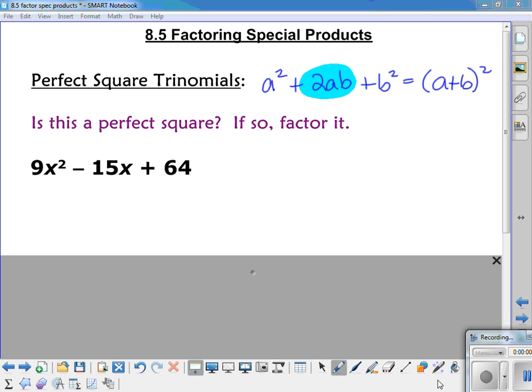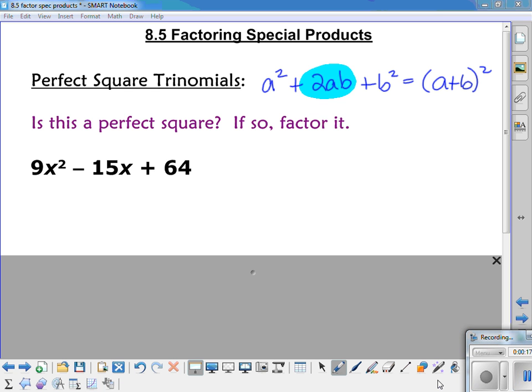So today we're going to be factoring special products. We'll start with our perfect square trinomials. The pattern is a squared plus 2ab plus b squared. And so when we factor it, it's just going to be a plus b squared. So we're just going the opposite direction of what we did before.